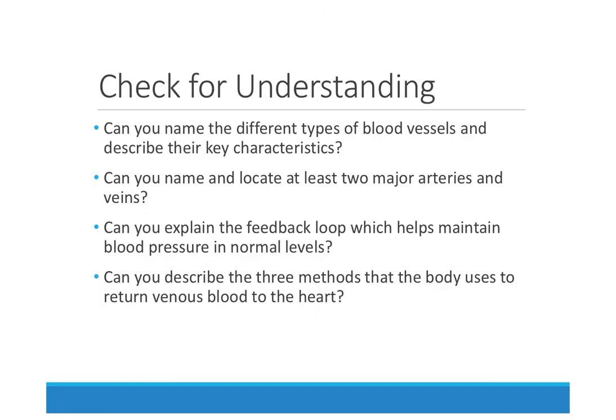So to check for understanding, can you name the different types of blood vessels and describe their key characteristics? Can you name and locate at least 2 major arteries and 2 major veins based on their regions or perhaps their special name? Can you explain the feedback loop, which helps maintain blood pressure at normal levels? And can you describe these 3 methods that the body uses to return venous blood to the heart?